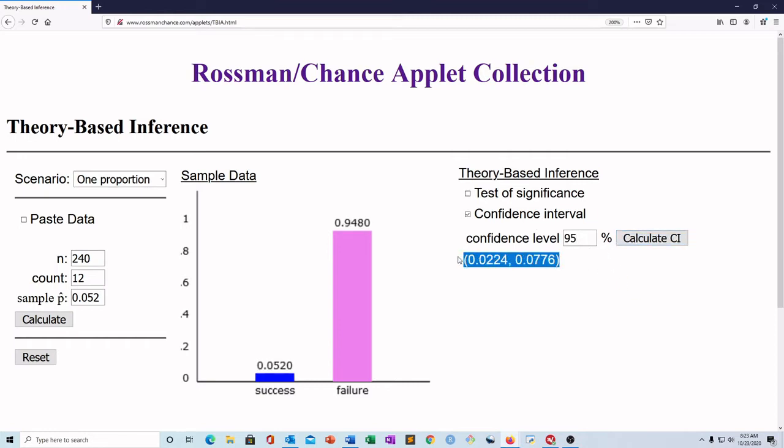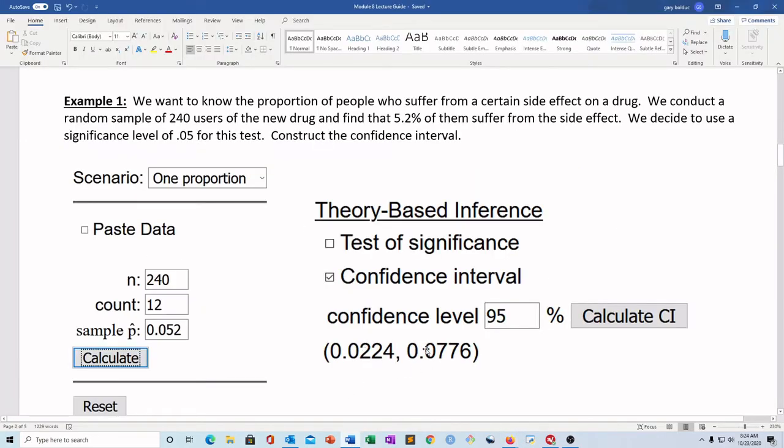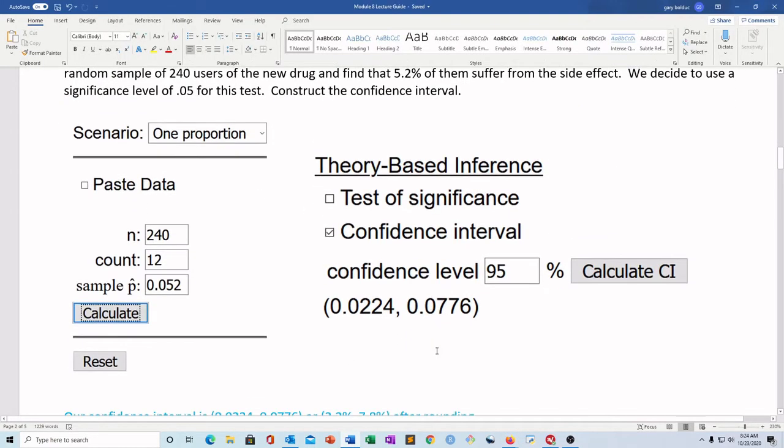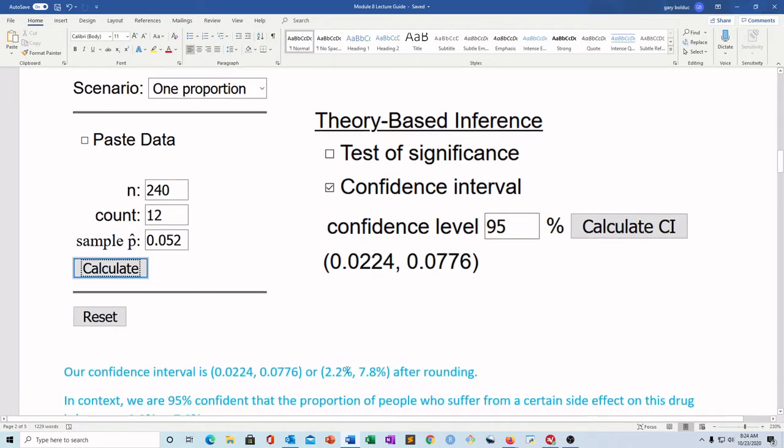Calculate. Here's my answer. That's it. I've got my confidence interval. I now would copy this and paste it into my document. So there it is right there. So that's a confidence interval. Boom. Our confidence interval is this number to this number, or 2.2% to 7.8%.